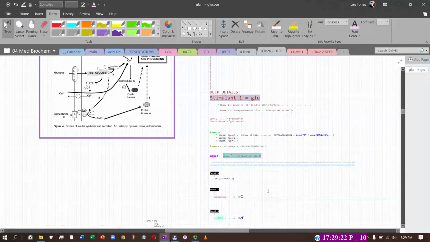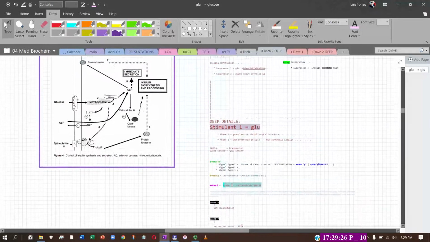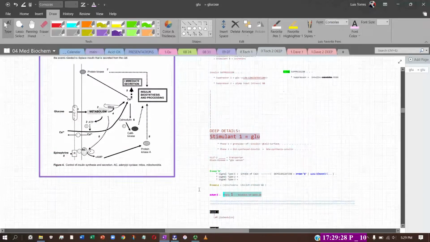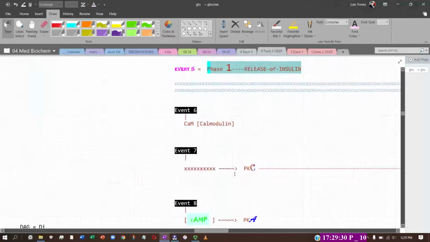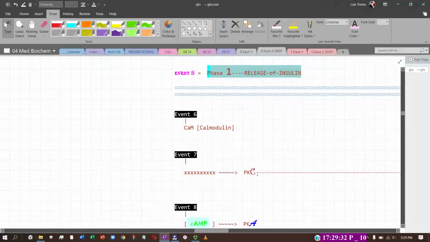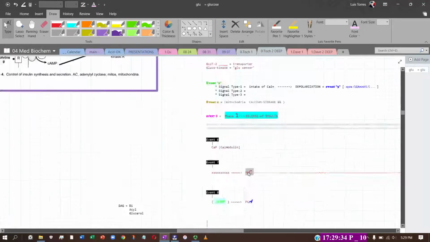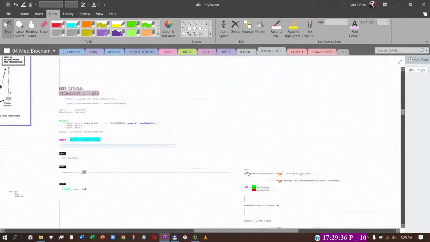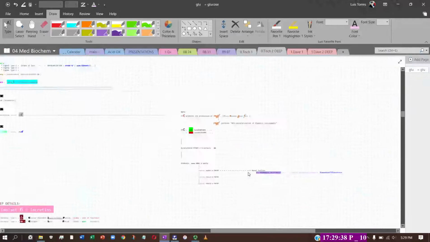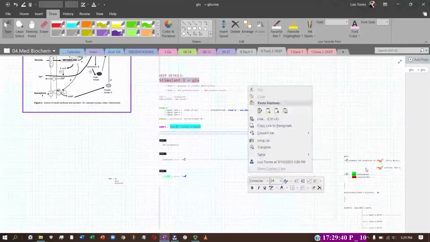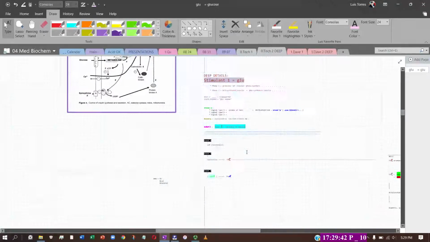I skipped those just to make this outline. Step 7, which happens here, I also don't have details for that. Just know that PKC is involved, and PKC definitely becomes very relevant later. There's more notes here that will become relevant coming up.